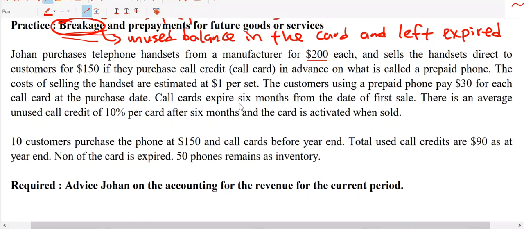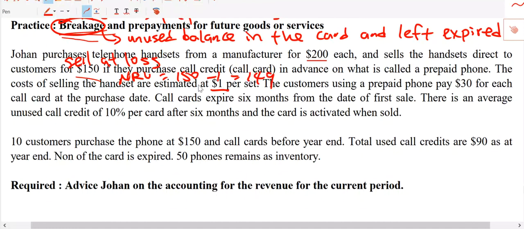So now the story again, we buy handphone from manufacturer. That's our cost of 200 and they are selling at a loss, isn't it? Sell at loss. So the phone alone is selling at a loss. As the loss leader, if the customer purchases a prepaid card, the cost of selling handset is estimated to be $1. So the NRV is 150 minus 1 to be 149.